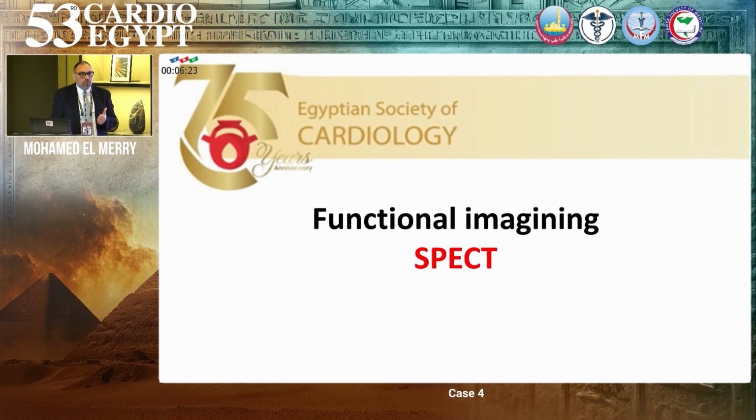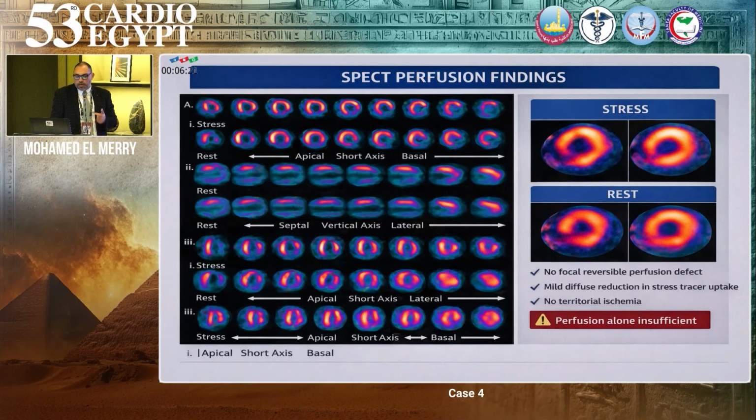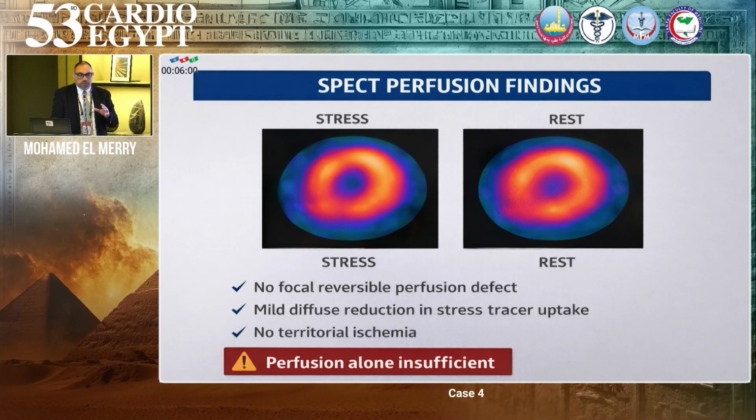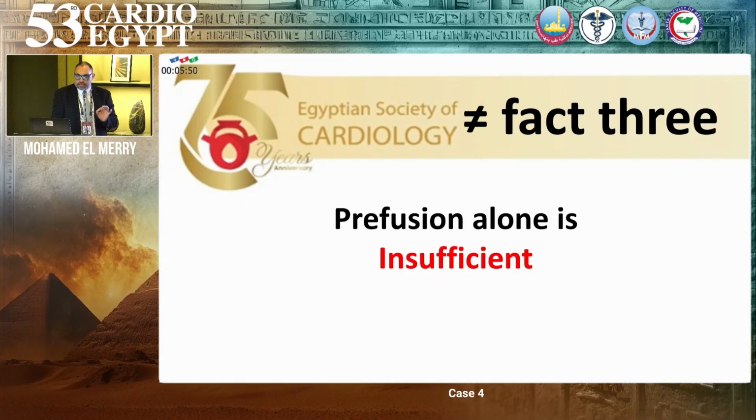So the functional imaging we used was SPECT. This is the SPECT perfusion finding of this patient. As we see, there is no focal reversible perfusion defect, just mild diffuse reduction in stress tracer uptake, and no territorial ischemic pattern. So perfusion alone is not dependable. Perfusion imaging is good to diagnose ischemia, but it's not sufficient. So fact number 3 is that perfusion alone is insufficient.